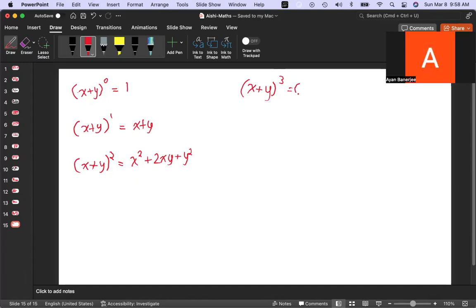So let's solve this in this way. X plus y times x squared plus 2xy plus y squared. Okay. So just like we did in factorization, instead of going forward, we're at the last step, we're going to go one step back.